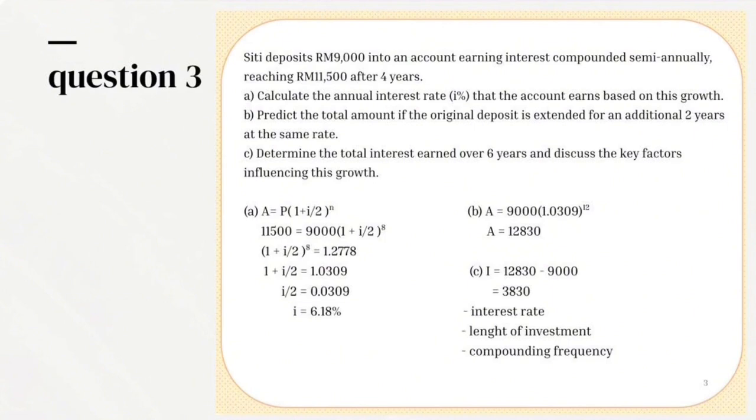Interest earned. So, 12,830 minus 9,000 equals 3,830. The key factors influencing this growth are: R, interest rate, length of investment and compounding frequency.